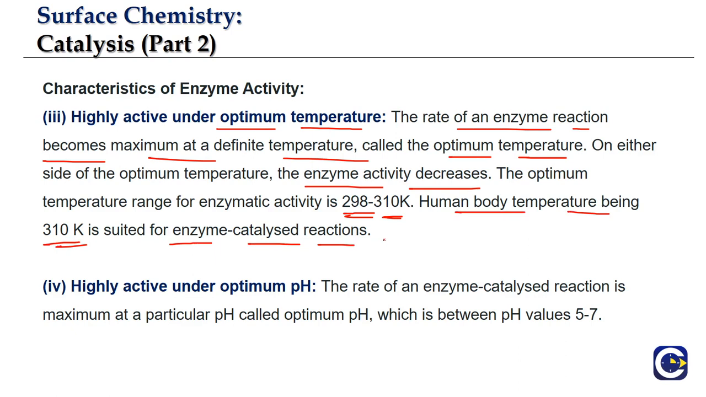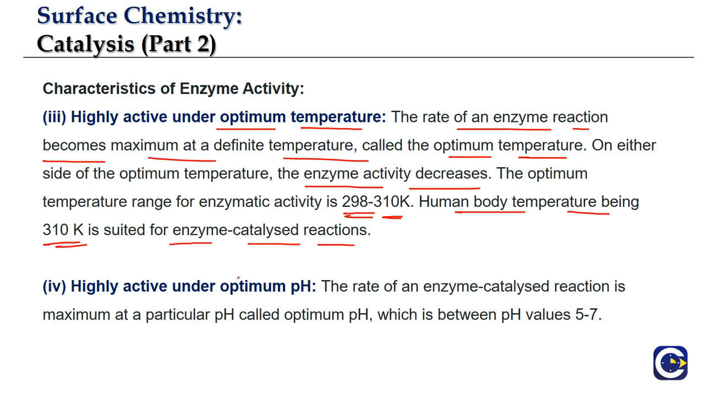If the body temperature is way above or way below, then the normal enzyme activity will not happen at the optimal level, and that can slow down the biochemical reactions, and that can slow down the metabolism or the activity inside our body.